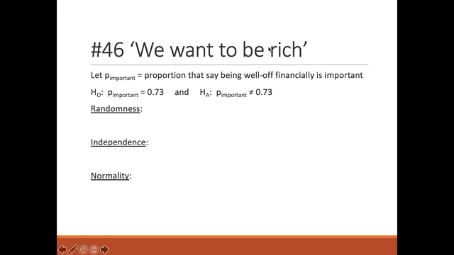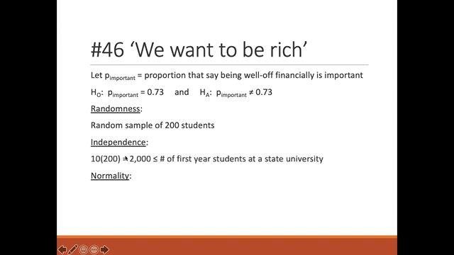So the alternative hypothesis here is specified as a not equal to alternative because the question does not suggest whether we should be looking for evidence that the population's proportion is greater or less than 0.37. We're just looking for evidence of a difference. Randomness. The question states that we took a random sample of 200 students. For independence, 10 times 200 is 2,000.